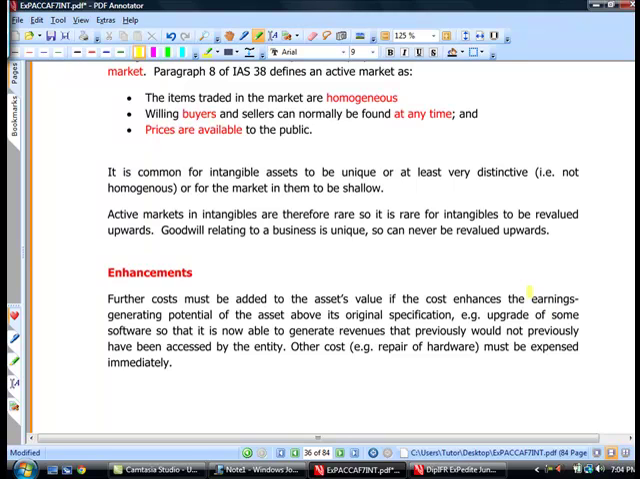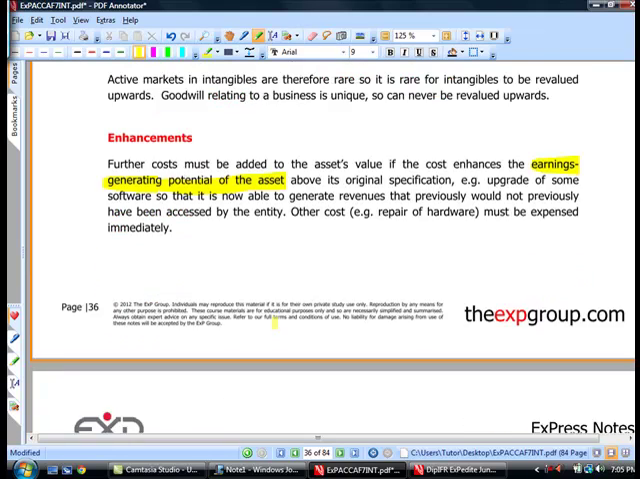If we increase the earnings generating potential of the asset, yes, we will capitalize it and write it off over the useful life of the intangible, like an upgrade for a software that is now going to generate more revenues. Other costs like repair of hardware, as I said, will be expensed immediately.